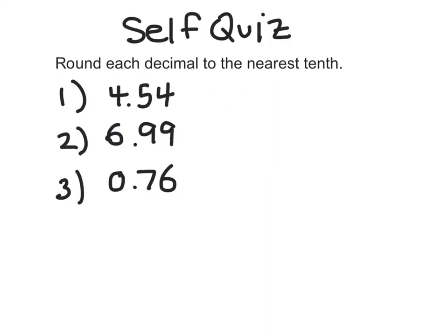Okay, here we have a self-quiz. Write down all 3 problems. Round each decimal to the nearest tenth. Pause your video, then restart when you're finished to check your answers.